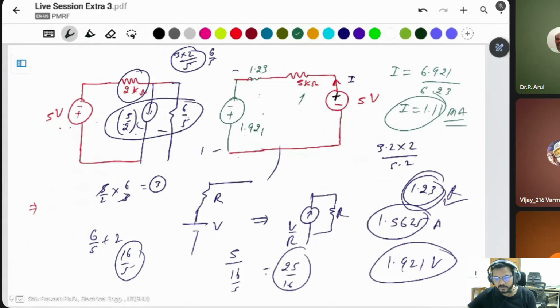By using it directly, it is somewhat easy, you can do it by hand only. If someone has a tougher calculator, simply use the combination like that, 3.2 into 2 divided by 5.2. Then source transformation is easier and faster than that one. But you have to do the calculation carefully. If there is any plus or minus mistake, then the answer will change.